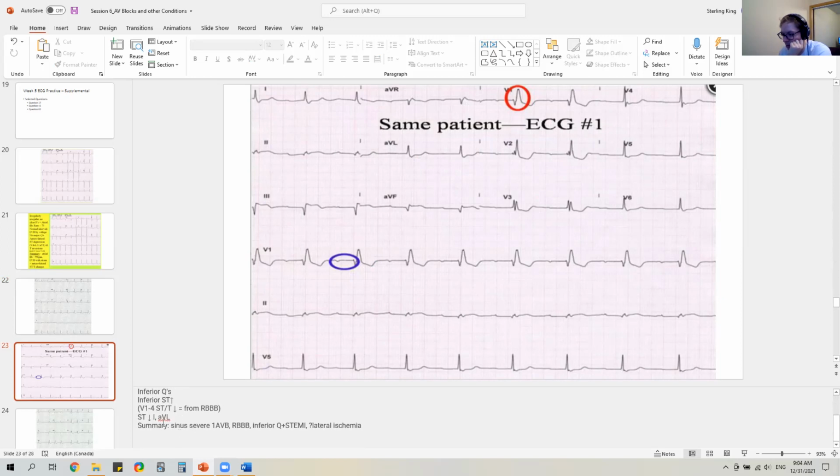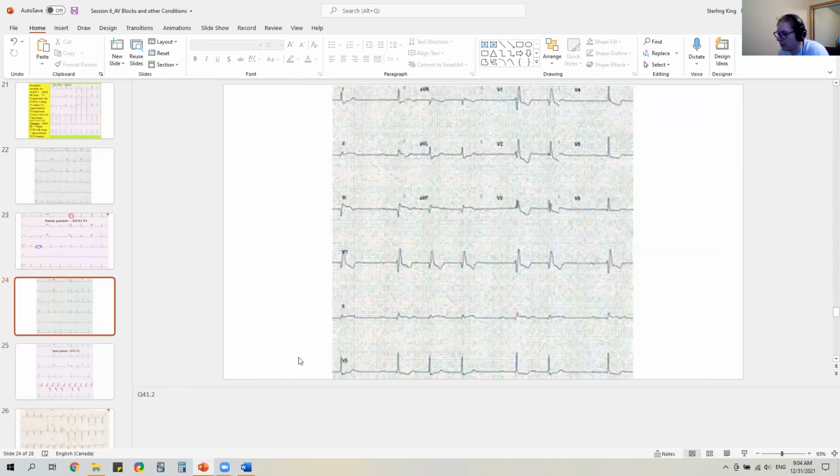And then, so their interpretation is severe sinus AV block, right bundle branch block, inferior Qs and STEMI with a query lateral ischemia. Same patient, next part, so 41.2 is what I put here. So go ahead and start. I'll start here, so rate 1, 2, 3, 4, 5, 6, 7, so 7, so it's less than 60. Axis is normal.